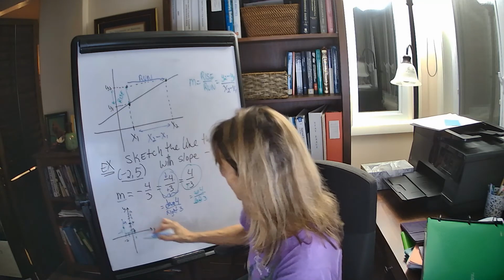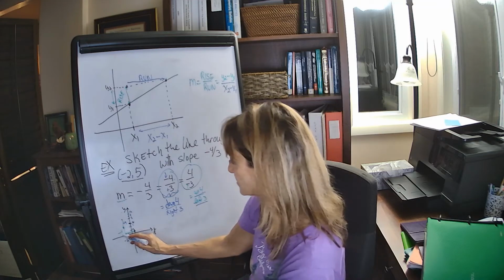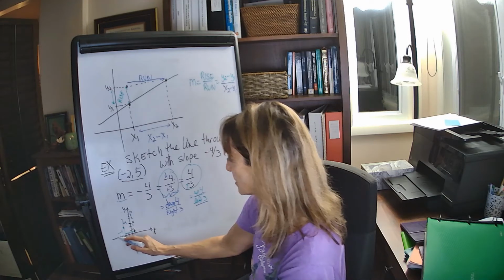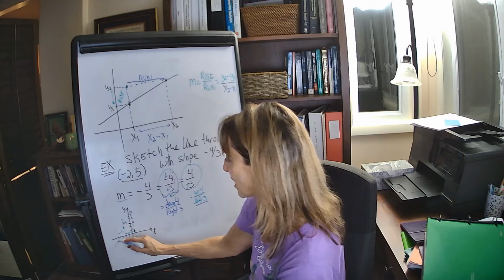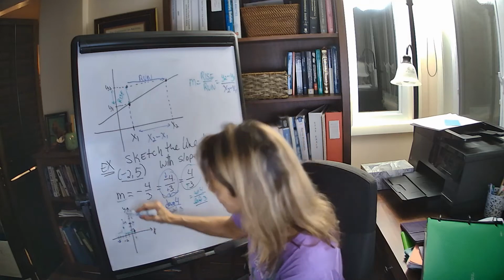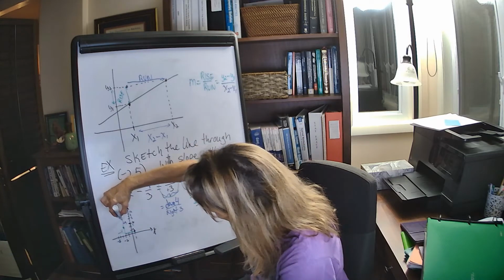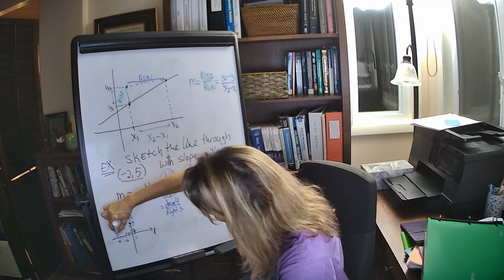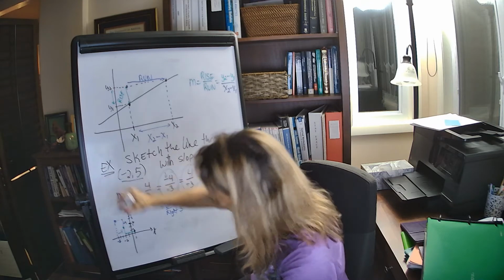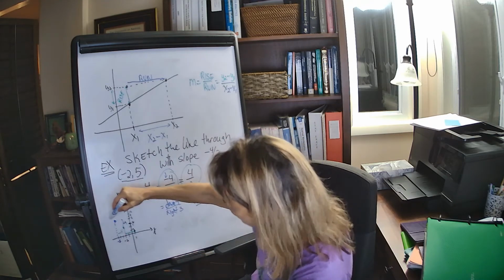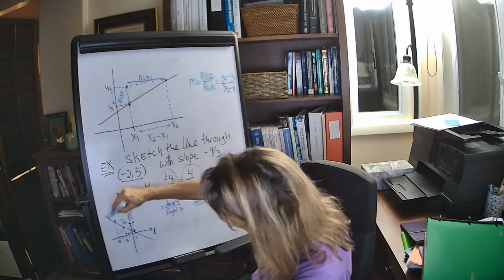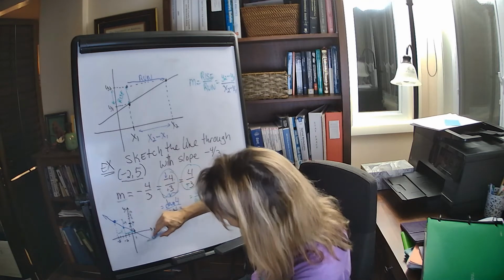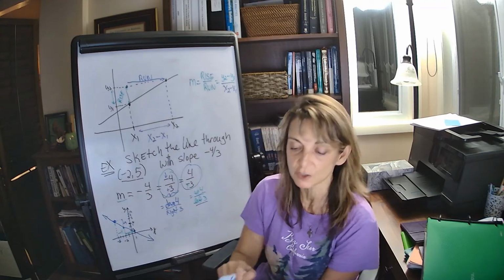So that's up 4. But now I'm going to go to the left 3. So I'm already at minus 2, minus 3, minus 4, minus 5 over here on the x-axis. And so I am going to come up over here to this point right here. Now notice these points will land on a line, unless I made a math mistake, they will land on this line. And I was able to sketch it using the slope.